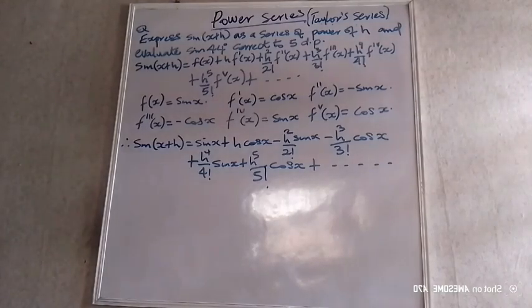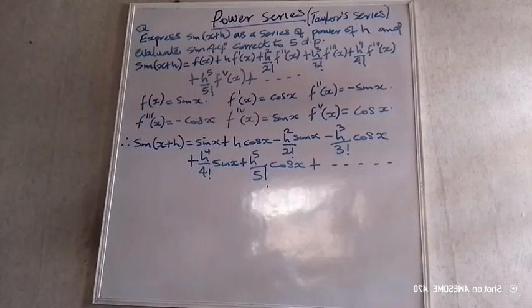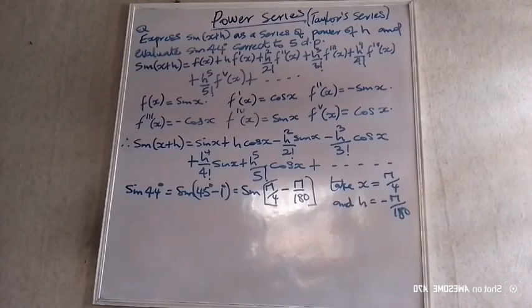It now asks us to evaluate sine 44 degrees. Normally we know the standard answer for sine 45. So we are going to express sine 44 as sine 45 minus 1 degree. Now, sine 44 degrees is equal to sine 45 minus 1 degree, and that is equal to sine of pi over 4 minus pi over 180.